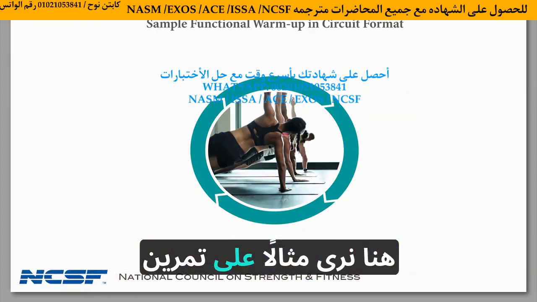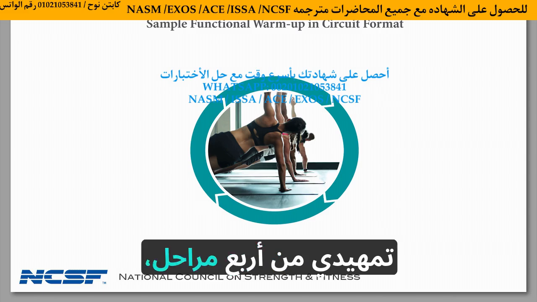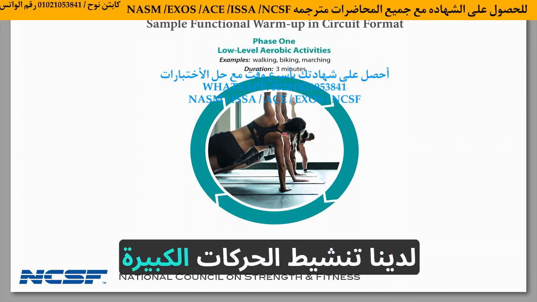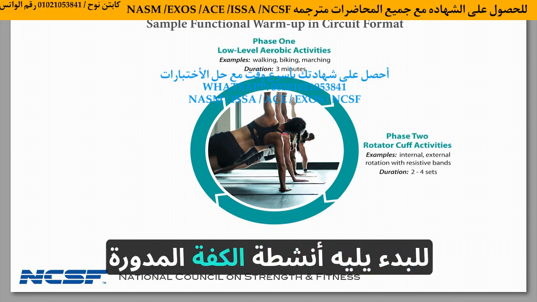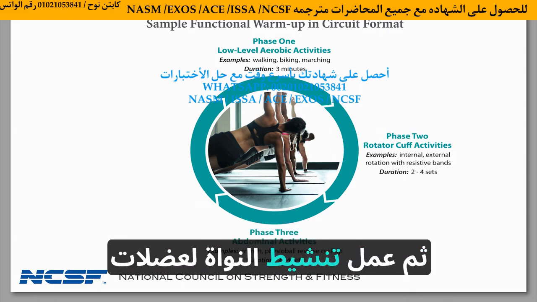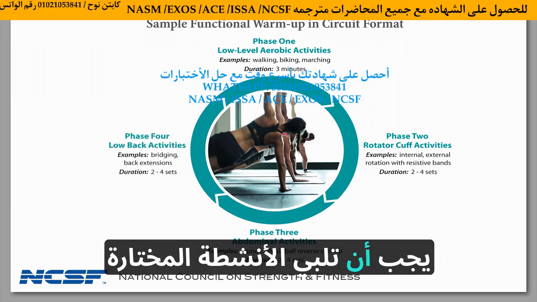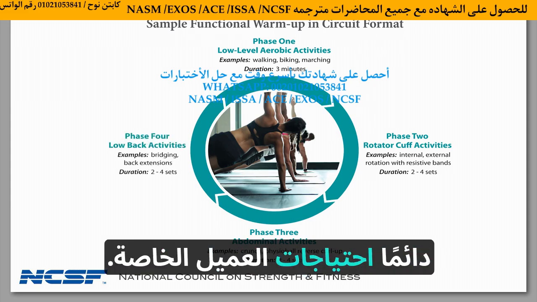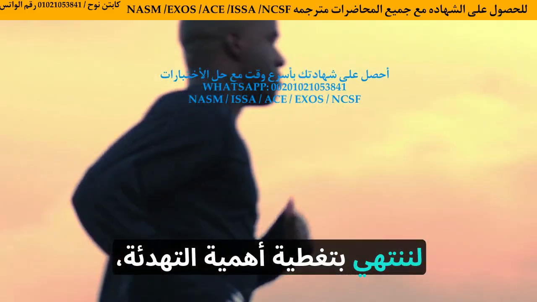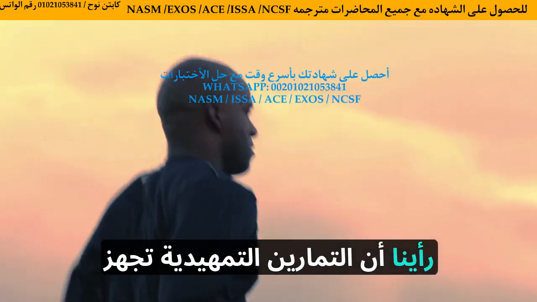Here we see an example. With this 4-phase warm-up, we have gross motor activation to start, followed by rotator cuff activities and then core activation work for the abdominal muscles and lower back. The activities chosen should always meet the client's specific needs. Let's finalize by covering the importance of a cool-down.